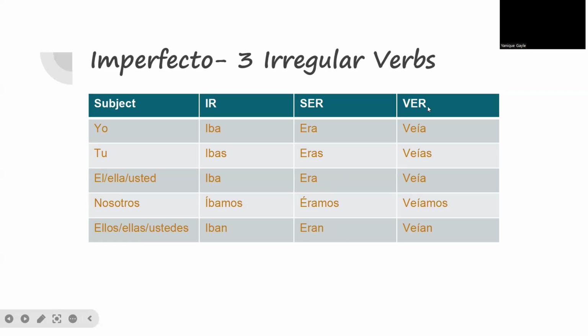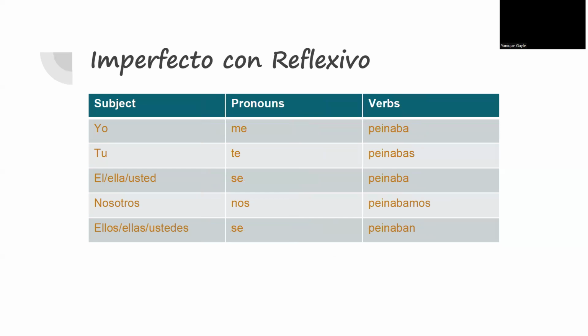Then we have the verb ver, which means to see. Yo veía. I used to see. Tú veías. You used to see. Él, ella, usted veía. He, she, it used to see. Nosotros veíamos. We used to see. Ellos, ellas, ustedes veían. They used to see. So these are the three irregular verbs in the imperfecto in Spanish.